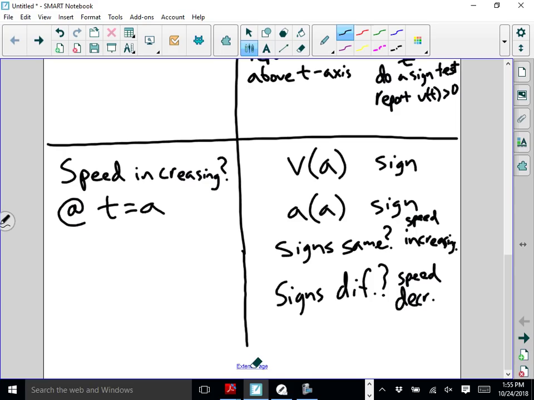So I need to check v of a's sign, or v of that time. Right? If it's t equals 2, I need to check v of 2, report the sign, a of 2, report the sign, and then make a call. Now when you explain on this, make sure you specifically use in your explanation v of whatever the time is and a of whatever the time is. Don't just say they are the same sign. Okay.